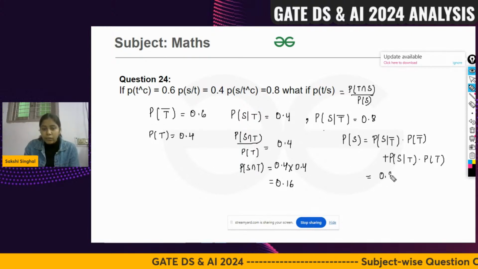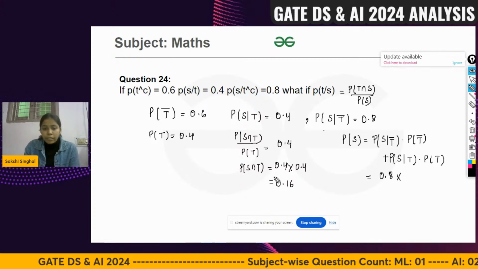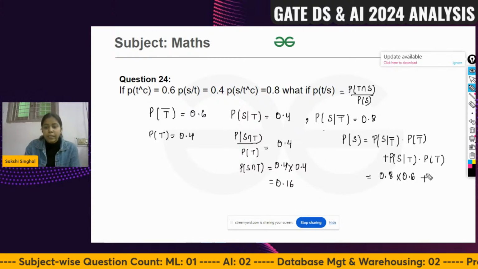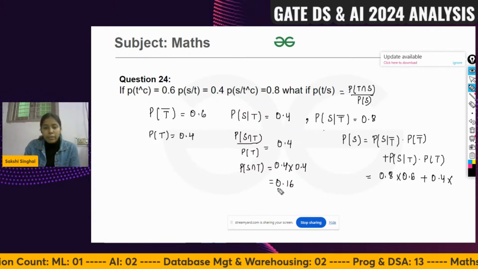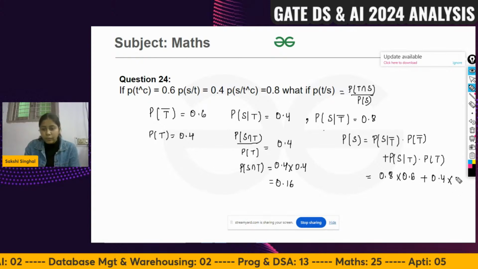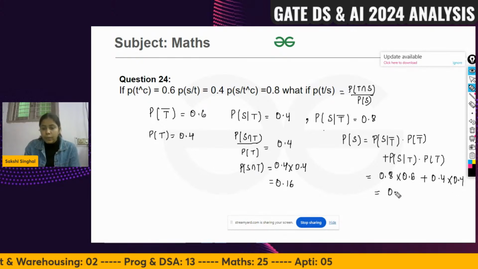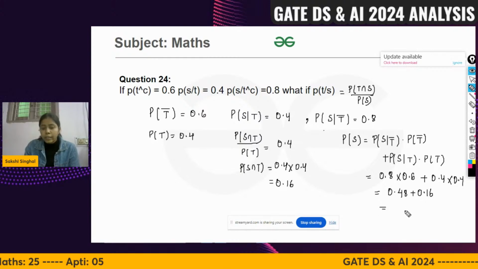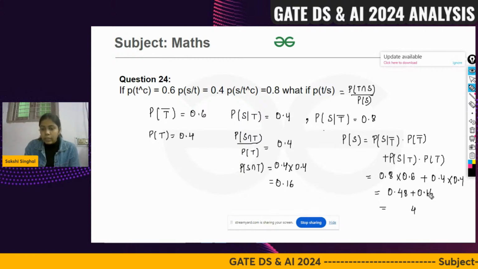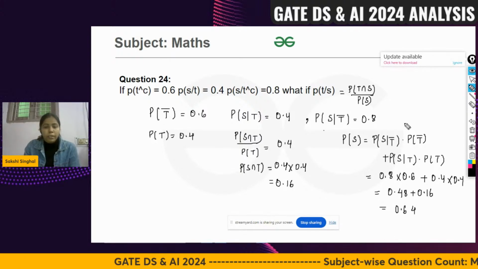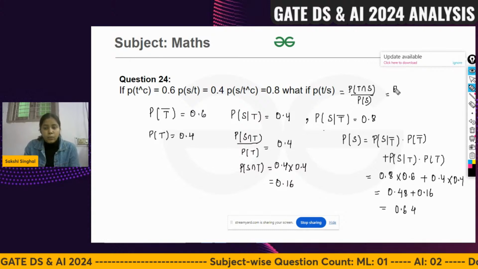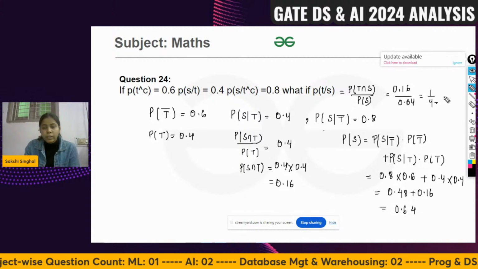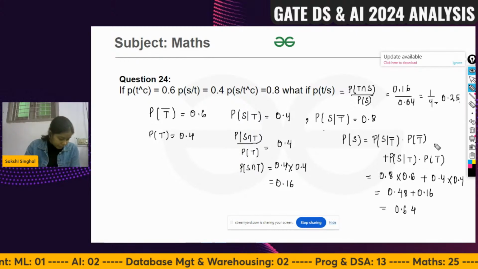So S given T bar is given to me as 0.8, right? And the probability of T bar is 0.6, right? Plus the probability of S given T is 0.4 into the probability of T. What is the probability of T here? 0.4. So you will get here 0.8 times 0.6 is 0.48, and then 0.16. On solving, you will get 0.64 as the probability of S. Now, if I put all the values here, what would I get? 0.16 and 0.64, right? That would give you 1 by 4, that is 0.25 as the probability.